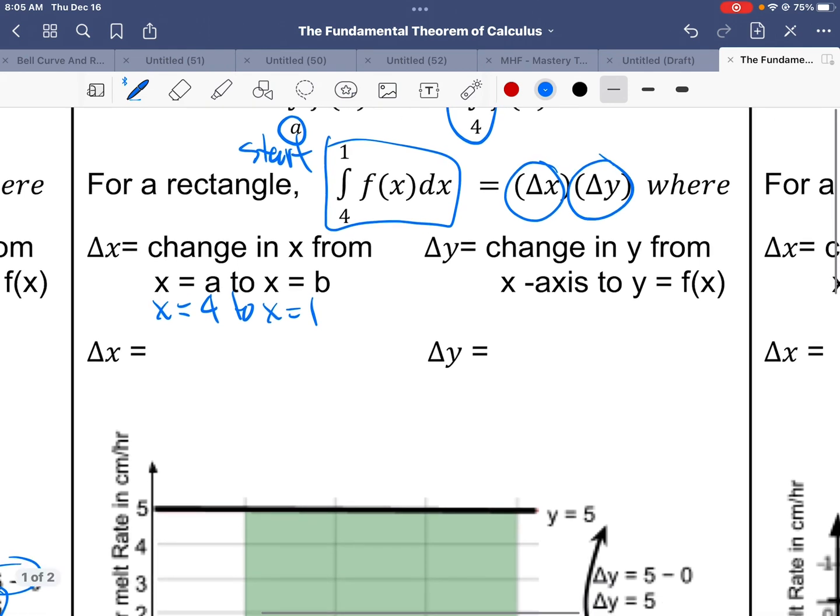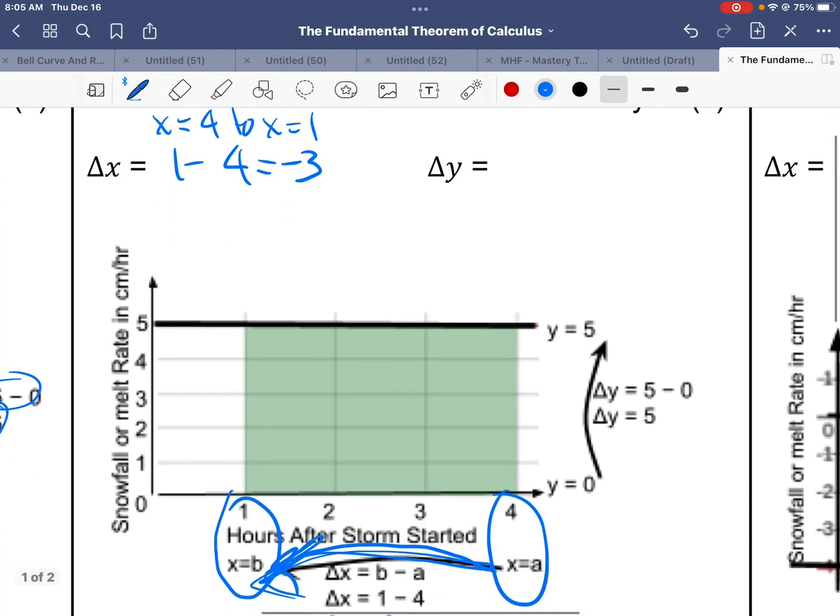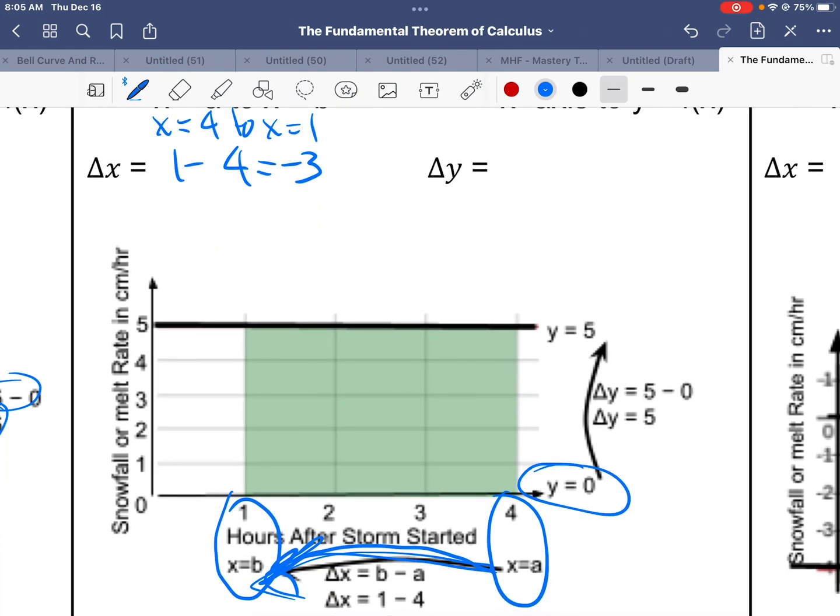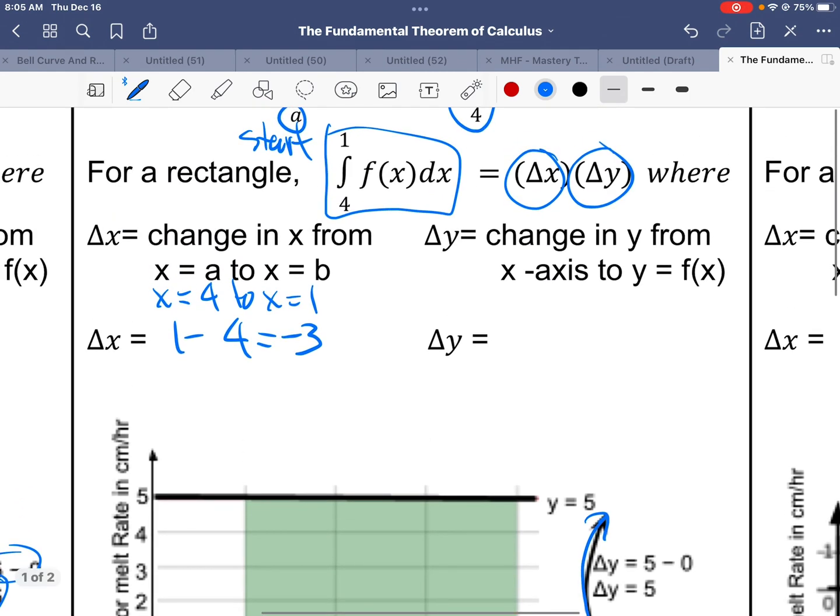So delta x is then 1 minus 4, which is negative 3. Because I'm going from 4 to 1, I'm going to the left. You can do 4 minus 1 and just make it negative. It doesn't matter, really, as long as you understand that delta x has to be negative. Now, delta y is still, we always measure delta y starting at the x-axis, y equals 0, and going up to the function value, f of x, of 5. And it's a nice, constant, easy one. So that's still going to be 5.